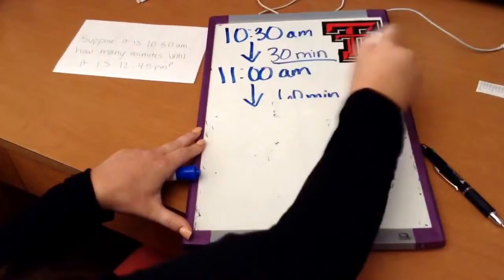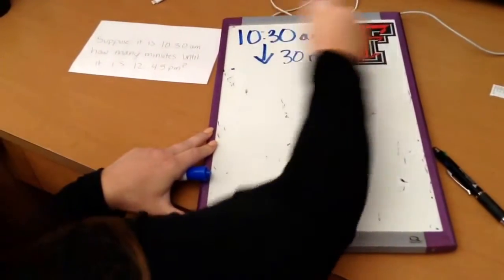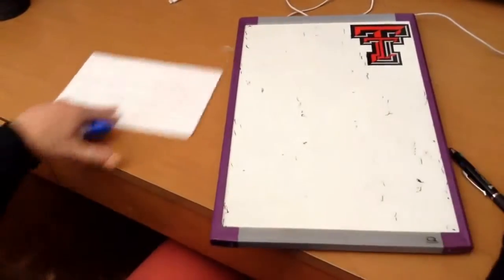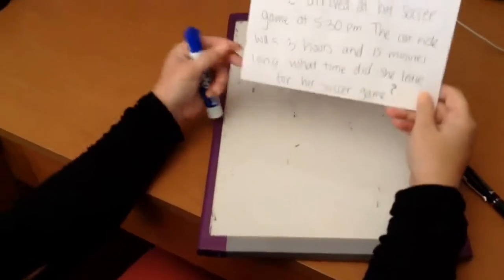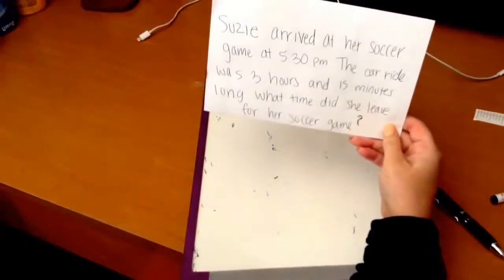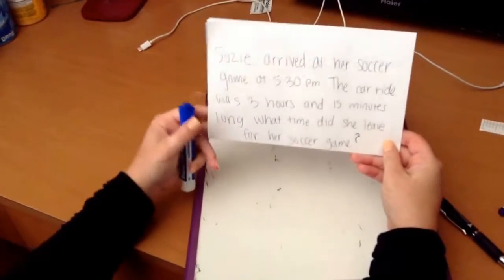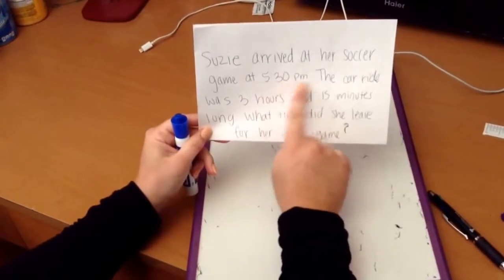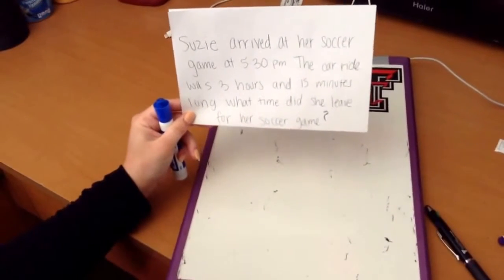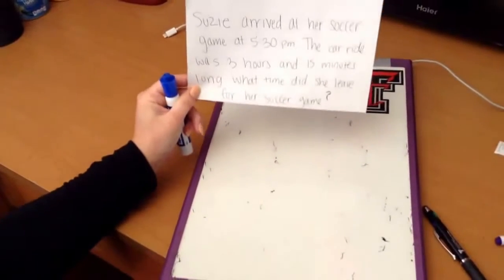So this one asks how many minutes until the next time, and it gives you the 2 times. And the next problem that we're going to look at is going to ask us to go backwards and figure out a time. So this problem is, Susie arrived at her soccer game at 5:30 p.m. And so we notice here they're giving us the end time of 5:30 p.m. And it tells us that the car ride was 3 hours and 15 minutes long. What time did she leave for her soccer game?